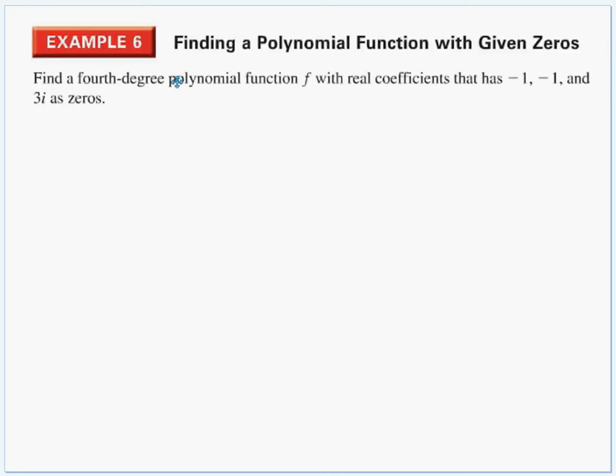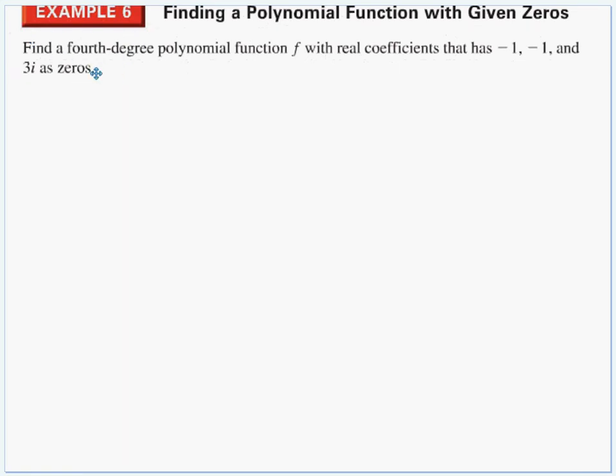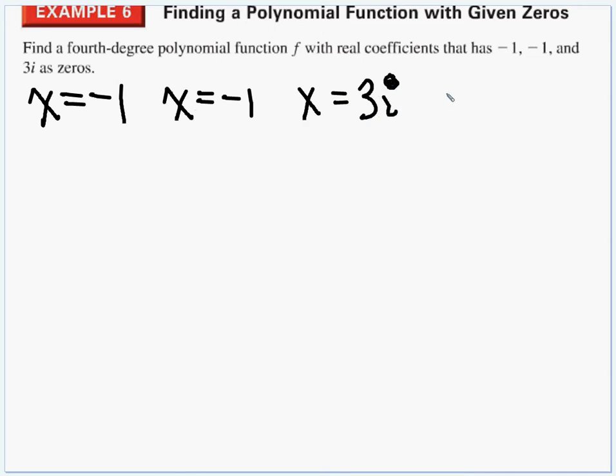Okay, example 6. Now they're asking us to create a fourth degree polynomial, so it'll have an exponent 4 when we're done. We'll call our function f that has real coefficients and has negative 1 and negative 1 and 3 times I as zeros. So let's see, we have x equals negative 1 is a zero. X equals negative 1 is a zero. It's repeated, but we've got to count it twice. And then it says we have x equals 3i. And that last theorem says that if we have 3i, there must be a minus 3i out there also, because they only come in pairs.